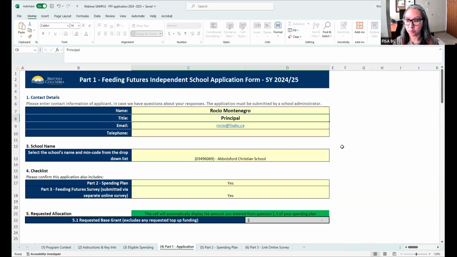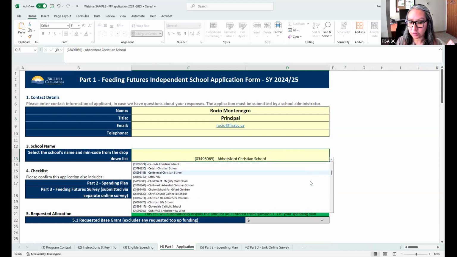So we know that the principal of the school is aware of all the expenses and all those kinds of things. Then your telephone, please. And this is also a drop-down menu. So feel free to find your school here. Okay.